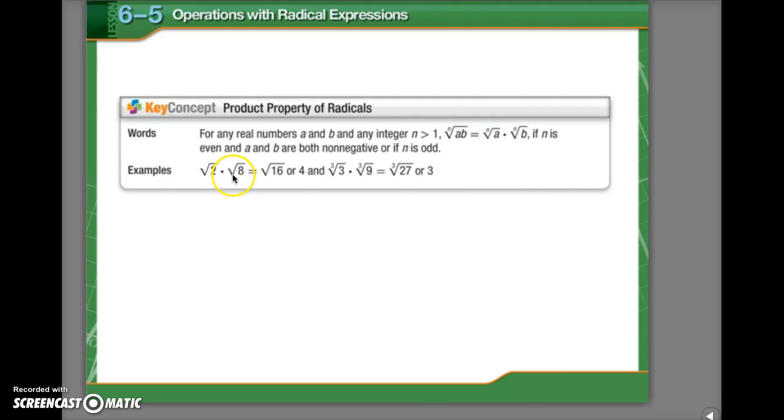So root 2 times root 8 is actually root 16, which we know is 4. And the cube root of 3 times the cube root of 9 is the same as the cube root of 3 times 9, which is 27, which we know the cube root of 27 is 3, because 3 times 3 times 3 is 27.